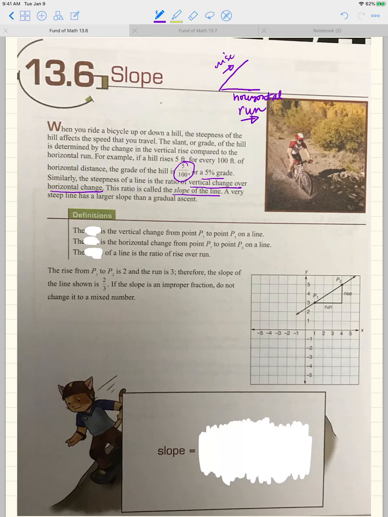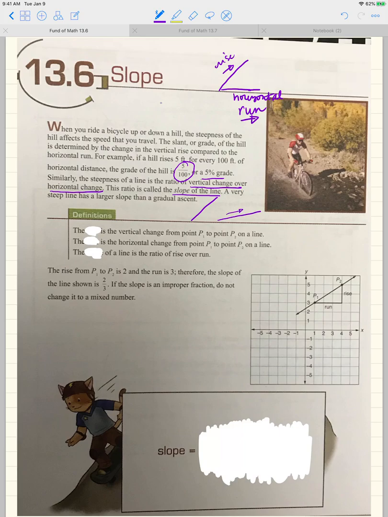A very steep line has a larger slope than a gradual ascent. Very steep line, not so steep of a line. That would be more gradual, okay? Which one would you rather ride your bike up? Probably the more gradual one, okay?